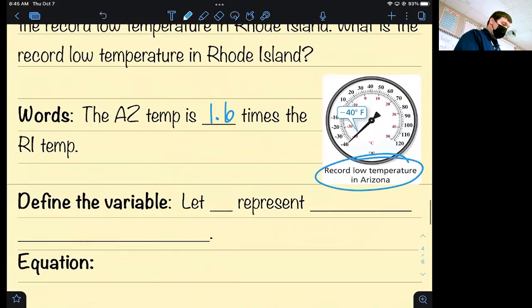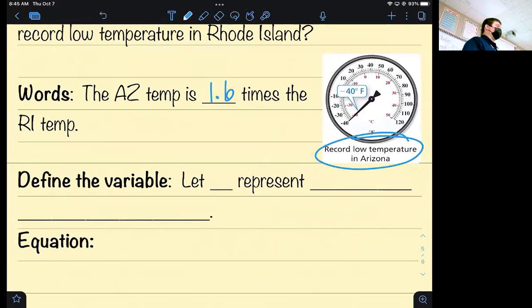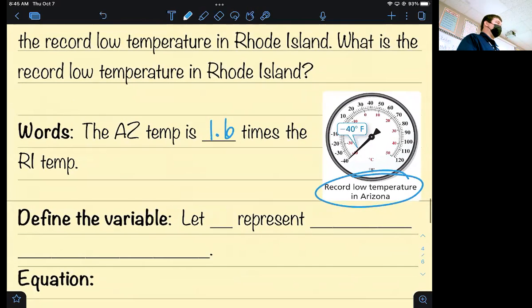Let's turn that into an equation, but first let's decide what letter we want to use for our variable. If we're trying to find the Rhode Island temperature, what letter do you guys want to use for that? T? What's T stand for? The temperature. Which temperature? The Rhode Island. We already know the Arizona temperature. The Rhode Island, I'll just put RI again, temperature.